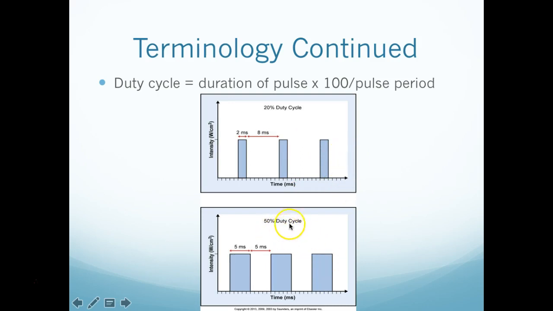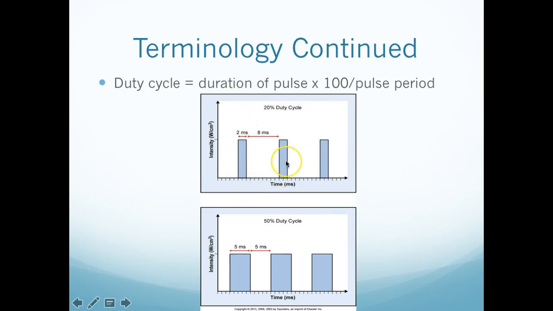And then if we're going to do a 50% duty cycle, that means you're going to get about 50% non-thermal and 50% of a thermal effect. So it's going to be on for 5 milliseconds and off for 5 milliseconds. So you get the thermal, non-thermal, thermal, non-thermal. You can see with the 20%, you're not going to get much thermal.